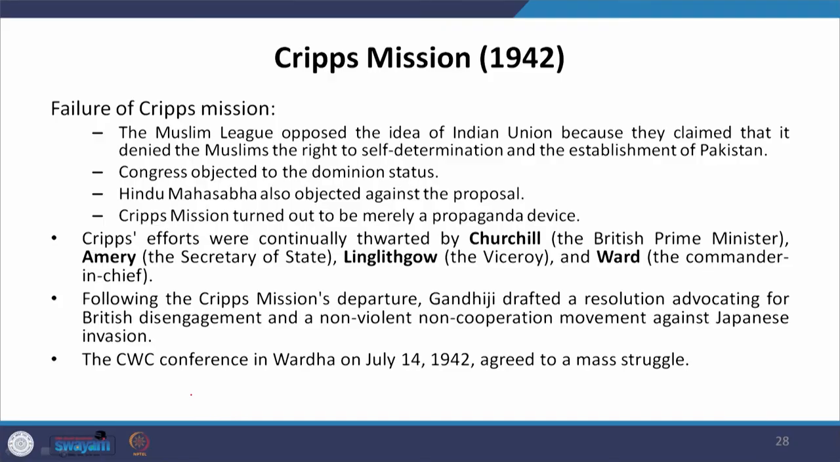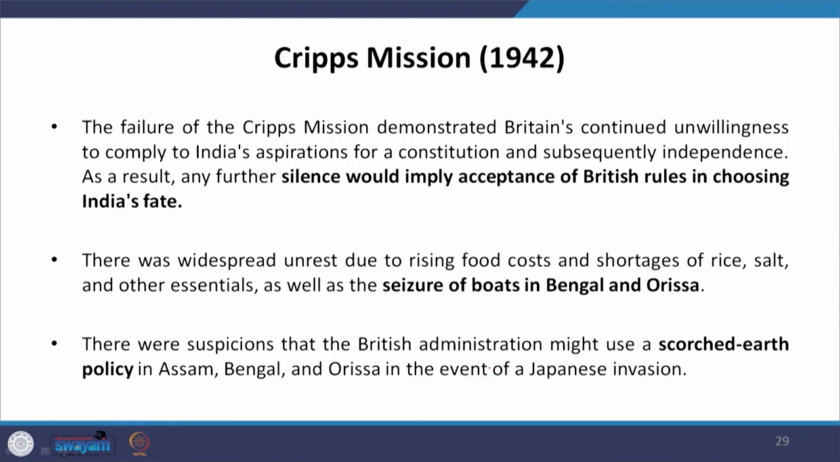All of them were constantly thwarting Cripps's efforts. Following the Cripps Mission's departure, Gandhiji drafted a resolution which advocated for British disengagement and a non-violent, non-cooperation movement against Japanese invasion. The Congress Working Committee Conference in Wardha on July 14, 1942 agreed to a mass struggle. The failure of the Cripps Mission demonstrated Britain's continued reluctance to comply with India's aspirations for a constitution and subsequent freedom. As a result, any further silence would imply acceptance of British rule in choosing India's fate.